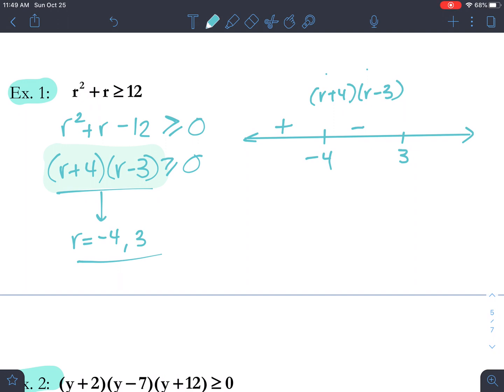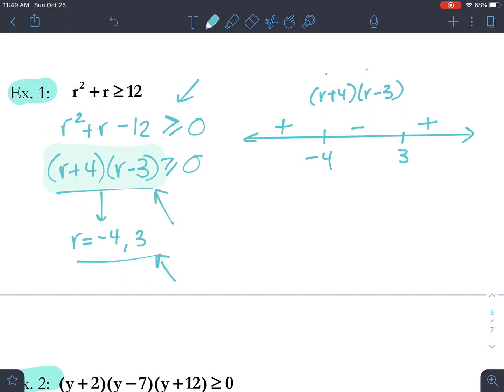All right, and last but not least, something greater than 3. Think of a number in your head greater than 3. Okay, I thought of 10. 10 plus 4 times 10 minus 3. Positive times a positive is a positive. Okay, so again, what we did, we got it set to 0, we factored, we found the critical values, we set up a number line and figured out what intervals are negative or positive.